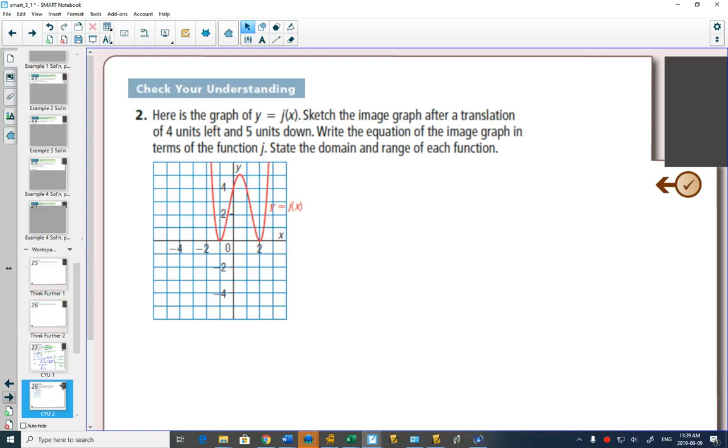and the one after. So moving it 4 to the left and 5 down, what I would do is I would choose some key points. It looks like those 3 would be very key points to use.